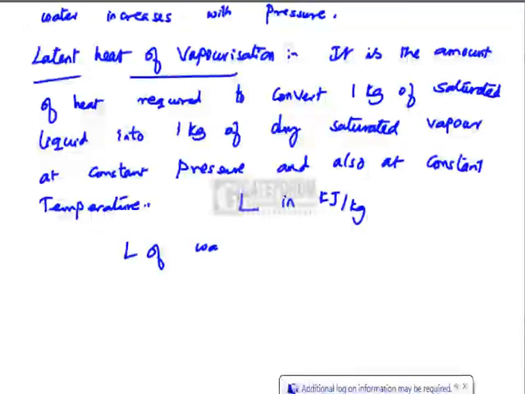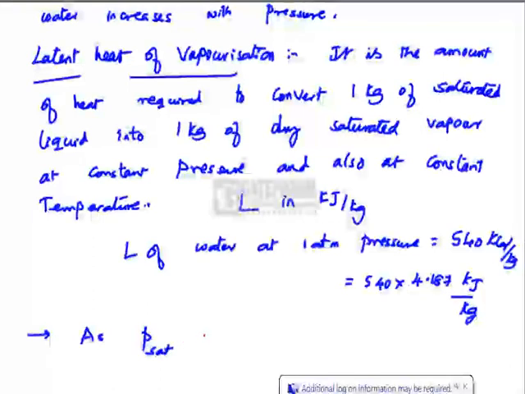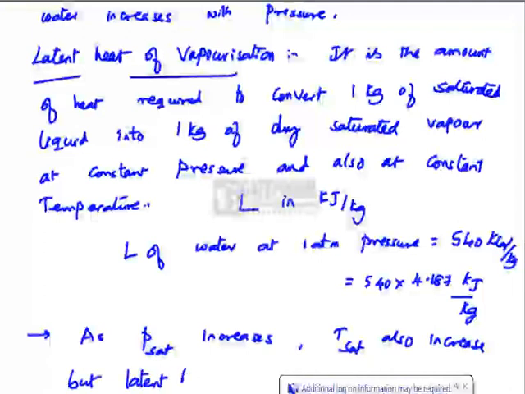L of water at 1 atmospheric pressure is equal to 540 kilocalories per kg, which is equal to 540 into 4.187 kilojoule per kg. Here it is very important to note that as Psat, that is saturation pressure, increases, Tsat also increases, but latent heat of vaporization decreases.